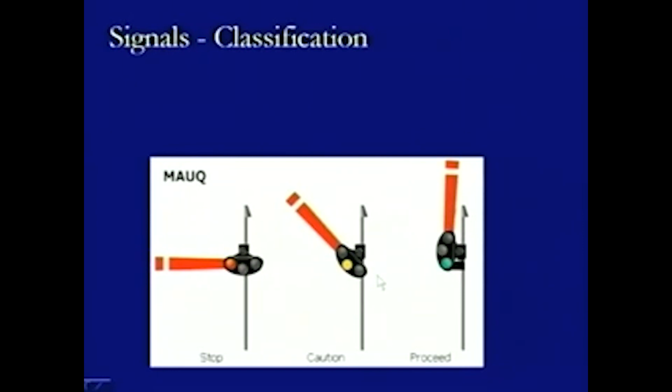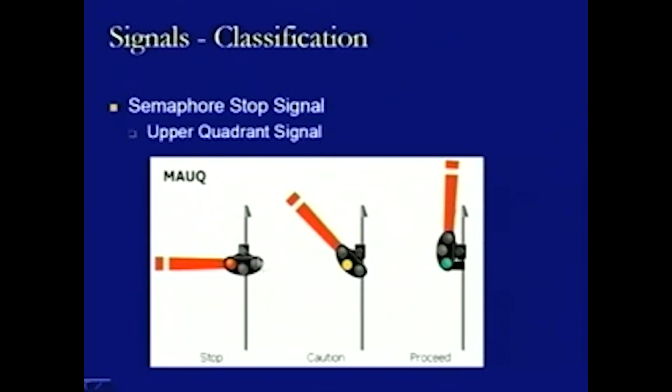This is a multi aspect upper quadrant signal being shown, that is MAUQ, multi aspect upper quadrant. So, here we have the horizontal condition, the inclined upward condition at 45°, and the vertically upward condition. All three have been shown along with the three light conditions. In the first case, this is on position, it is a stop, and that is why it is red in color. In the second case it is caution, and that is why it is yellow in color, and in the third case it is proceed, and that is why it is an off situation and it is green in color. So, that is how this aspect signal will work.